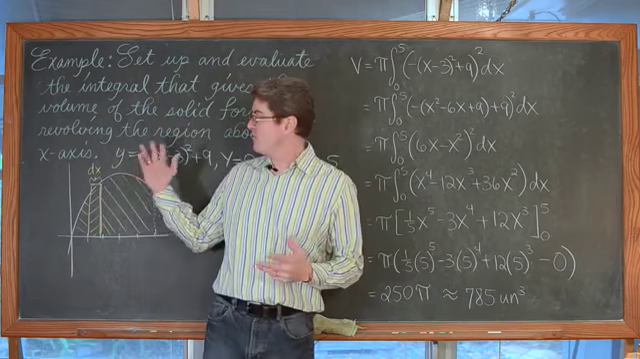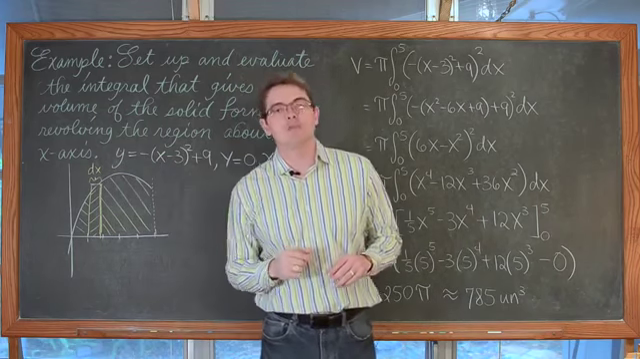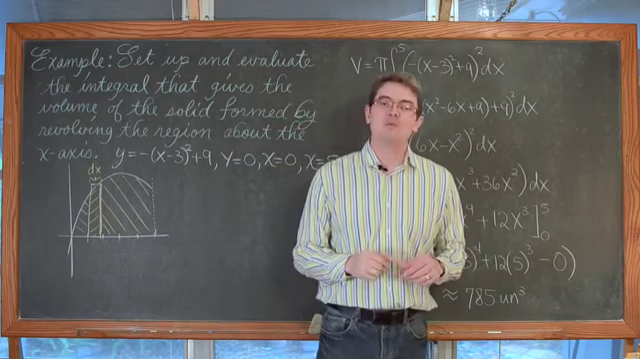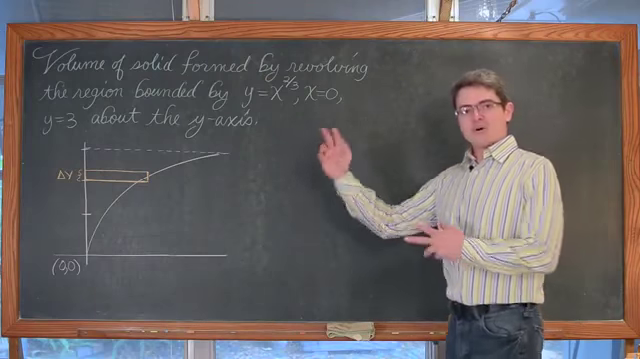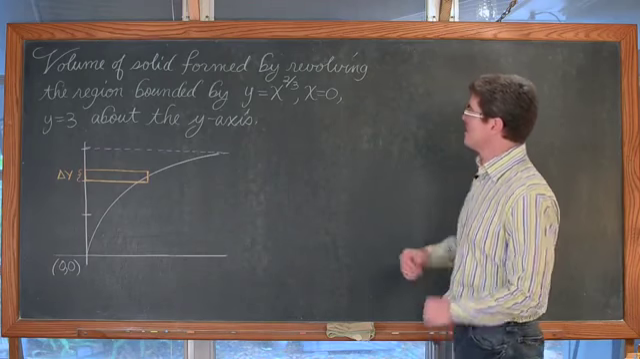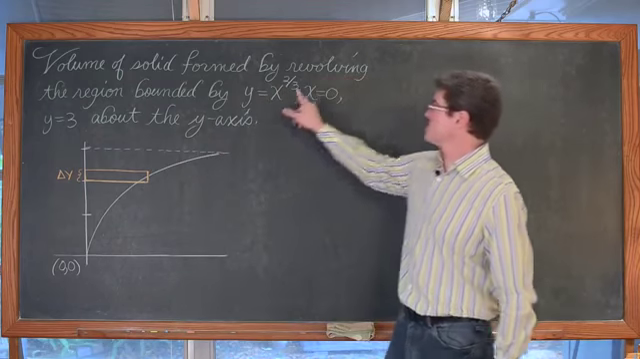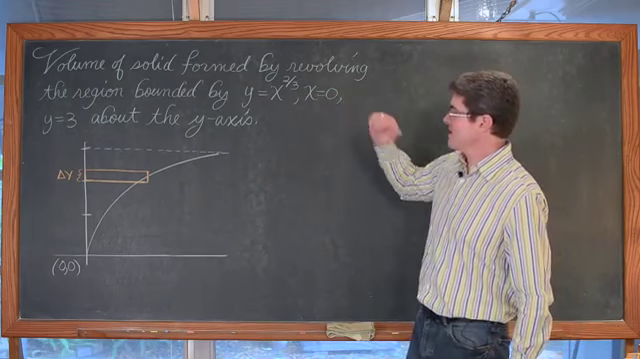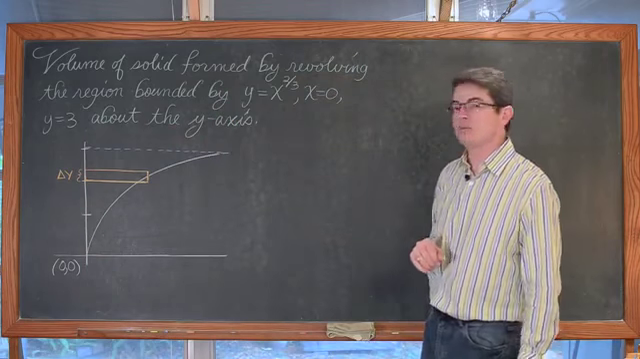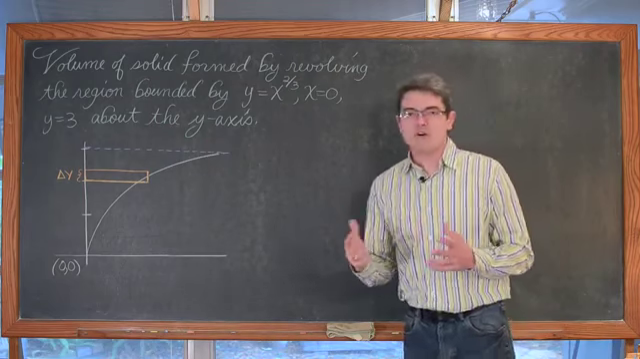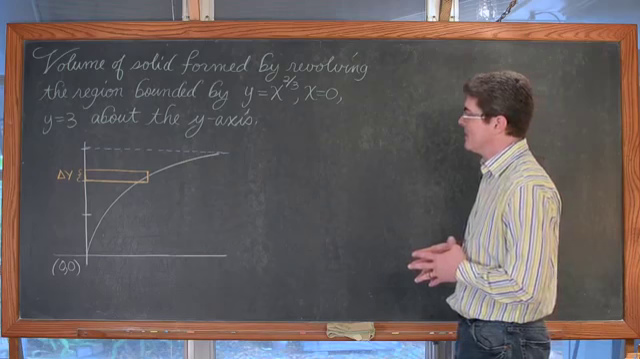Now, what would happen if we were taking a function, I'm not going to do the same one, and revolving it around the y-axis, thus giving us horizontal representative rectangles? Let's see what that looks like. So our second example: find the volume of a solid formed by revolving the region bound by the function y is equal to x raised to the 2/3 power, x is equal to 0, our y-axis, and y is equal to 3. And we're going to revolve that about the y-axis, or about the line x is equal to 0.